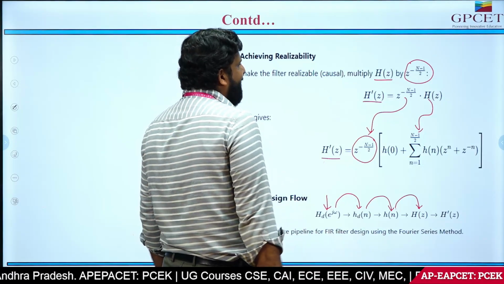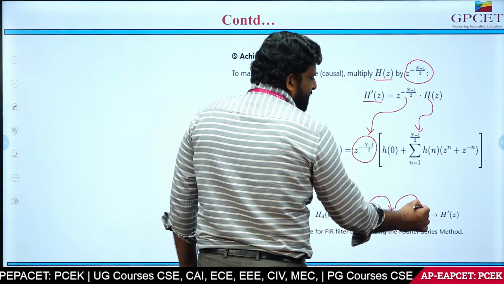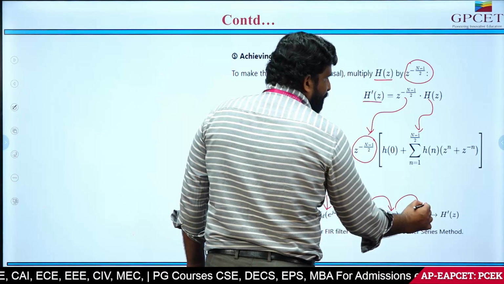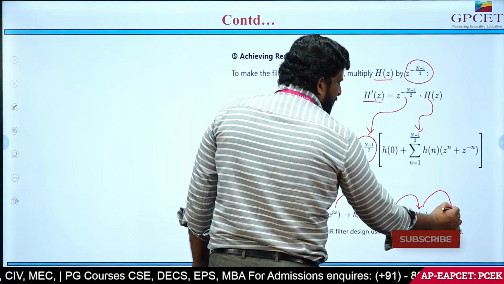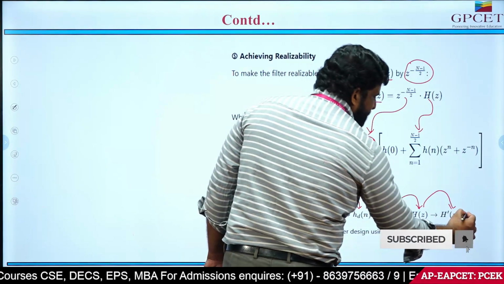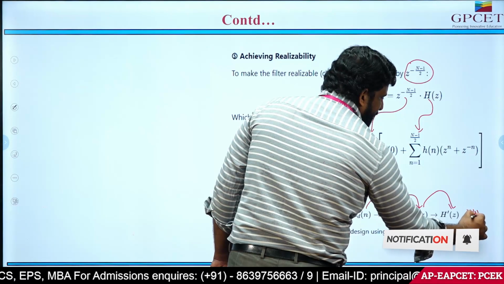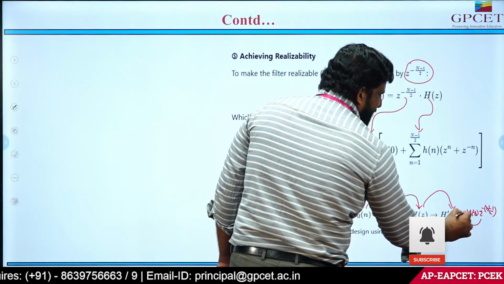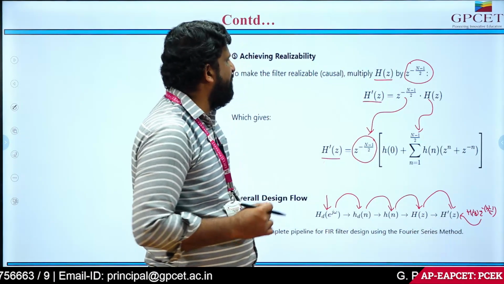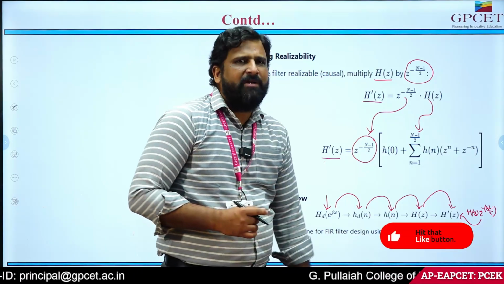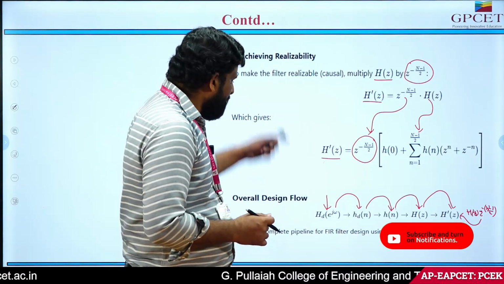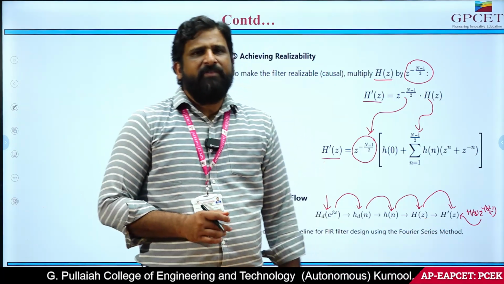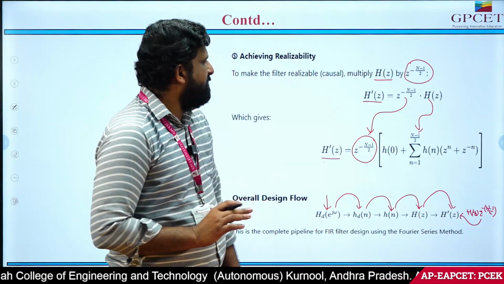So to achieve this realizability, the formed H of z is multiplied with a factor, which is z to the power of minus (N minus 1)/2, where this H of z is converted into H inverse of z. That means this H of z is multiplied with z to the power of minus (N minus 1)/2. Then I can say that this is the perfect transformable equation, which can be realizable to get the FIR filter. So this is the total scenario and total steps involved in designing the FIR filter by using the Fourier series method. Hope you have got these steps.